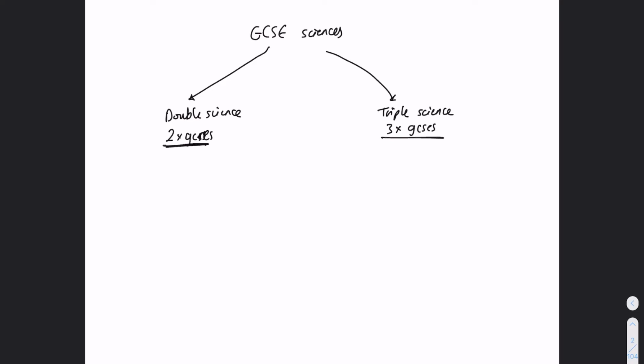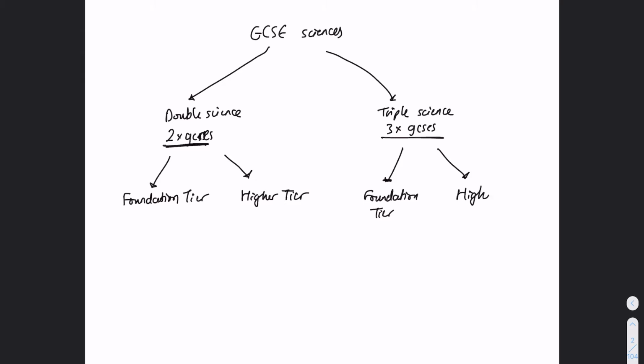Now, double science and triple science are further split into 2 more tiers. So for double science you've got foundation tier and you've got higher tier. For triple science you've also got foundation tier and higher tier.